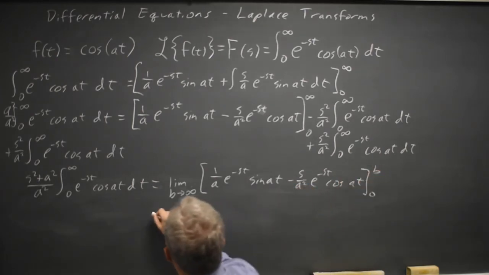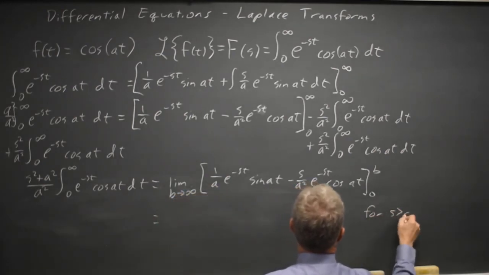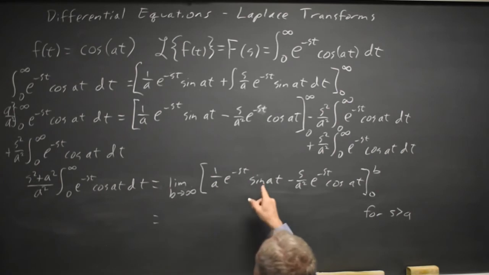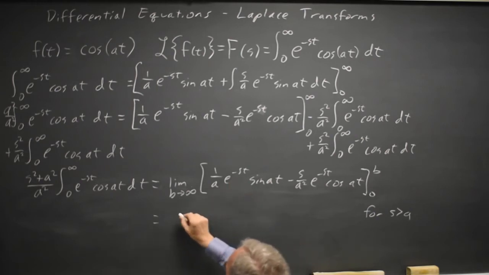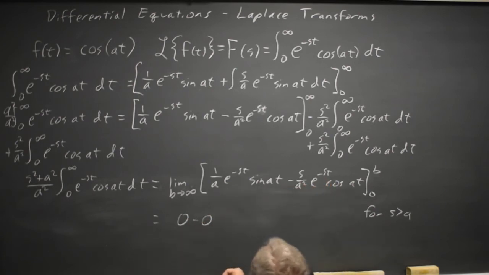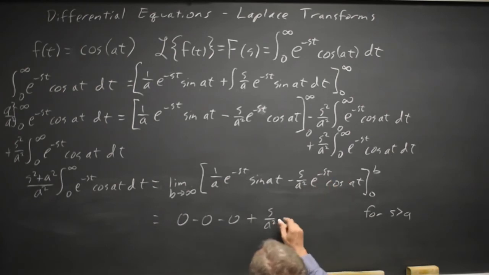And on the right, for s greater than a, as b goes to infinity, e to the negative sb goes to 0, sine of ab is bounded between negative 1 and 1, so the first term here goes to 0. Similarly, this exponential also goes to 0, and we only have to worry about what happens at t equals 0. e to the 0 is 1, sine of 0 is 0, so minus 0, and then minus negative is plus s over a squared, e to the 0 is 1, cosine 0 is 1.